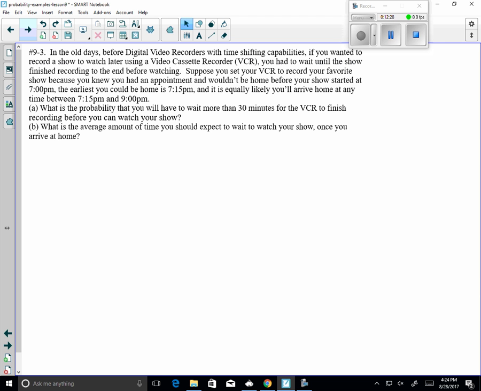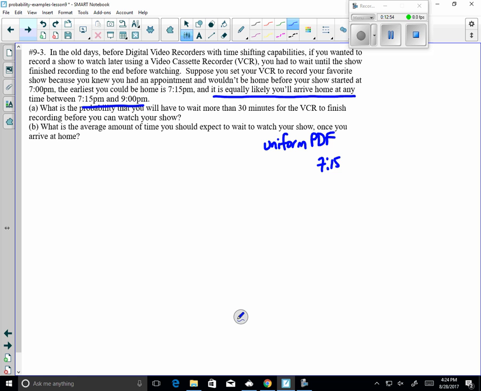All right, so this is also a continuous probability problem. We could wait any number of minutes. And the issue here is it says we're equally likely to arrive home at any time between 7:15 and 9, okay? So what we could do is say, okay, that means this is what we call a uniform probability density function, right? So let's kind of mark this out. 7:15 p.m. and 9 p.m., we are equally likely to arrive anywhere in there, right?